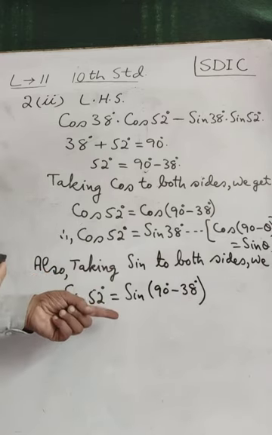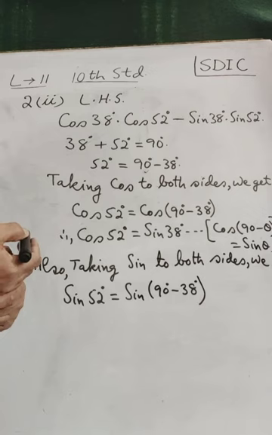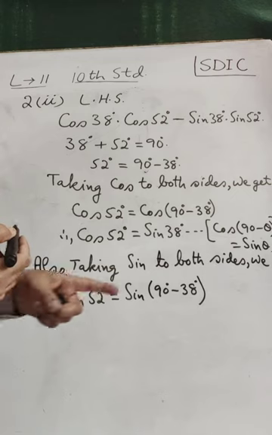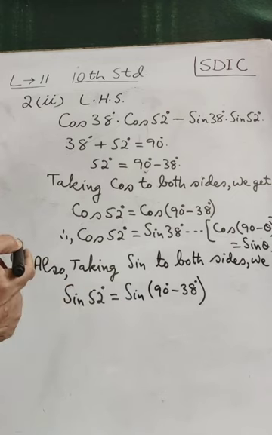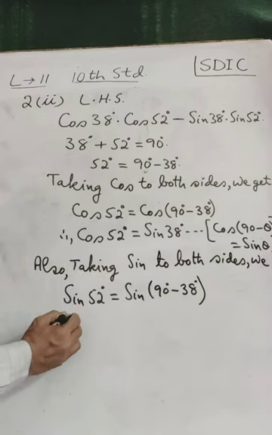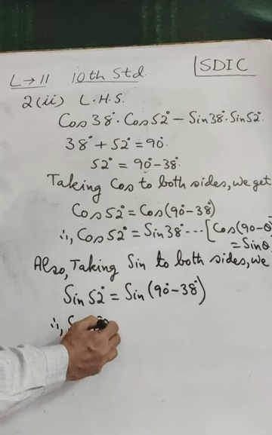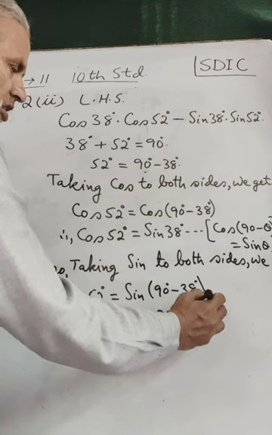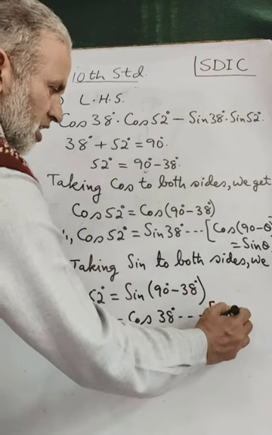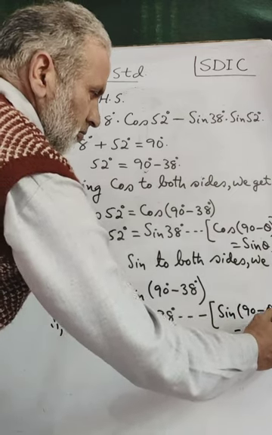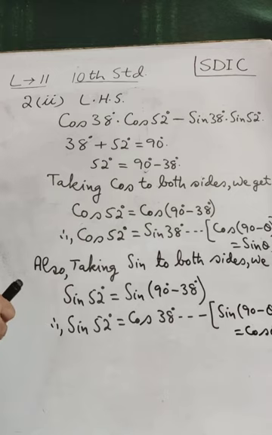And then again you will compare this with the complementary relations. Previously it was cos 90 minus theta that was used, equal to sine theta. This time it is sine 90 minus theta that you have to use. That is cos theta. And again theta is 38. Therefore sine 52 degrees is equal to cos 38 degrees. The relation used is sine 90 minus theta is equal to cos theta. We again replace theta by 38 here to get this relation.